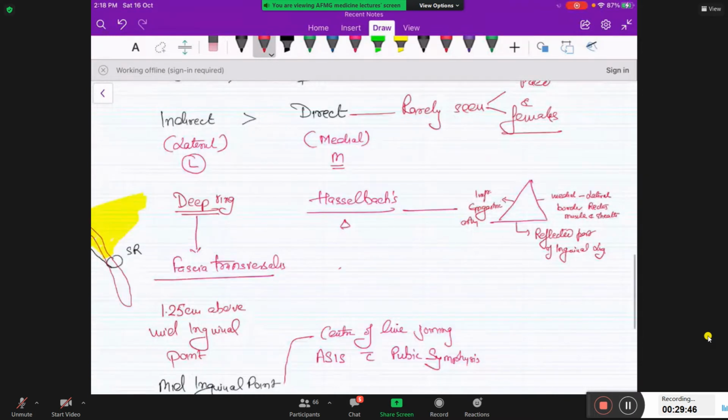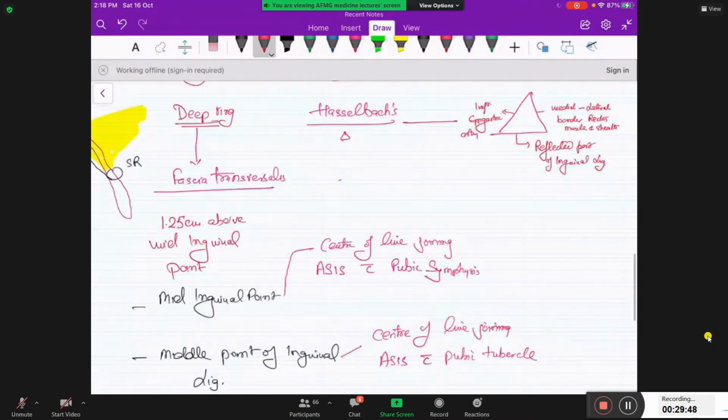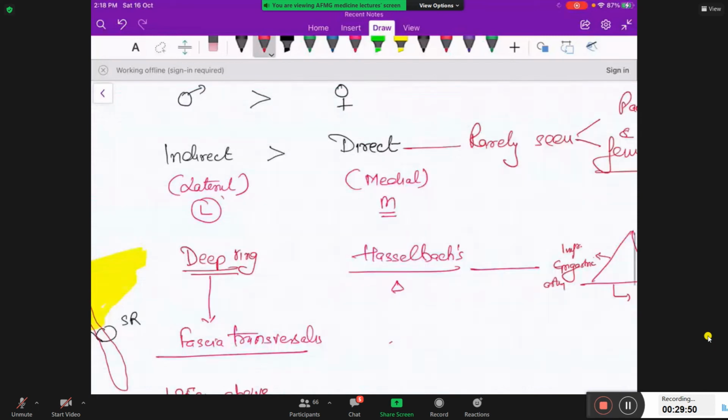Then in hernia, this lateral and medial is in relation to what? Inferior epigastric artery. If the hernia is lateral to the inferior epigastric artery, it is called an indirect hernia. If the hernia is medial to the inferior epigastric artery, it is called a direct hernia.